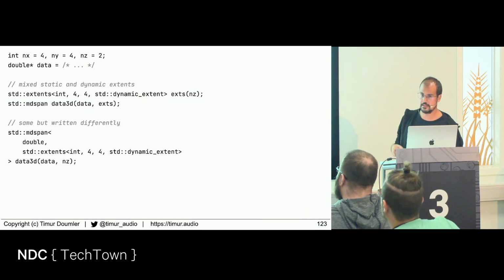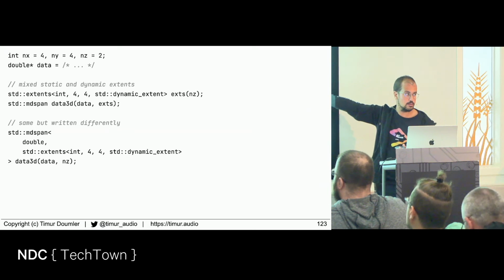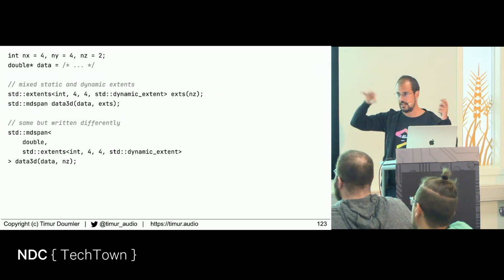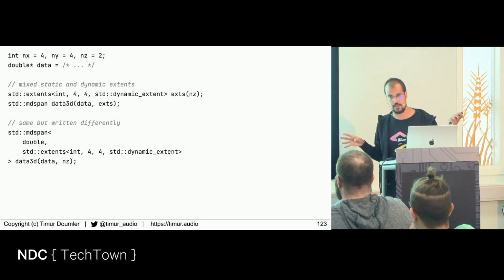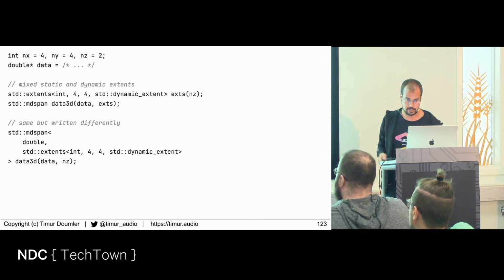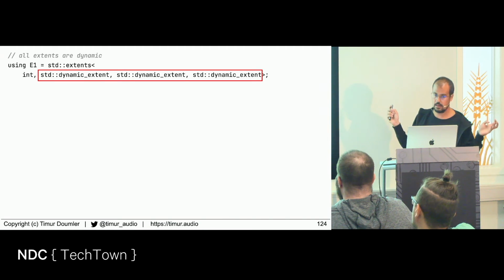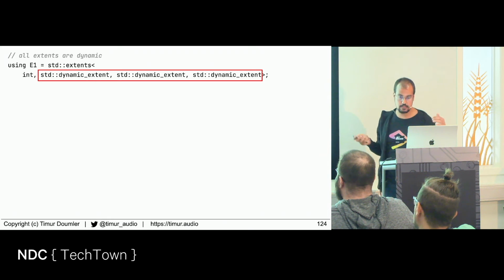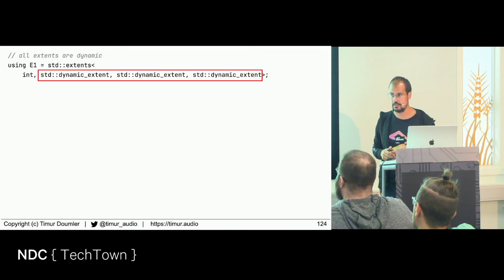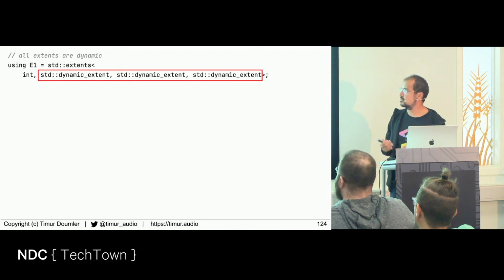Another way to write the same thing is to do it directly, because the second template argument of mdspan is the extents. So you can either let CTAD deduce it, but if you want to do something more interesting, you can specify this template argument explicitly. If all your extents are dynamic, you can write it like that. Basically, this is the same as span. Span also has this dynamic extent. So we just took the same thing from span, and we now use it in mdspan.